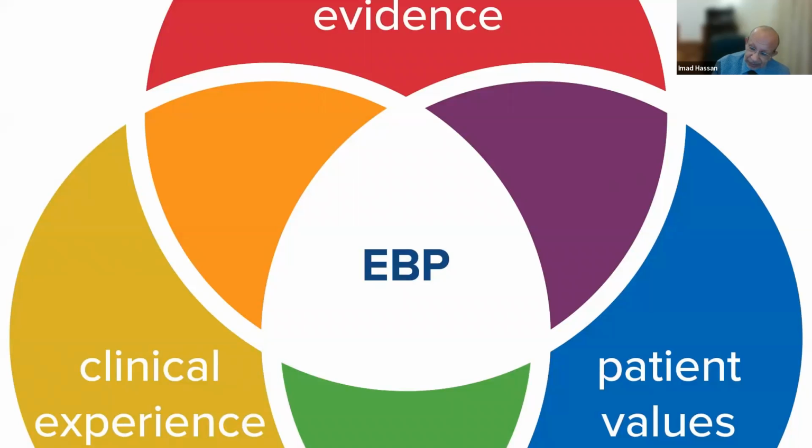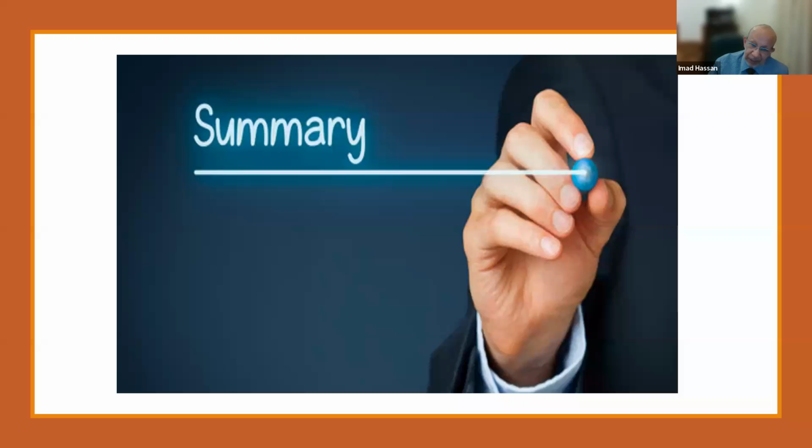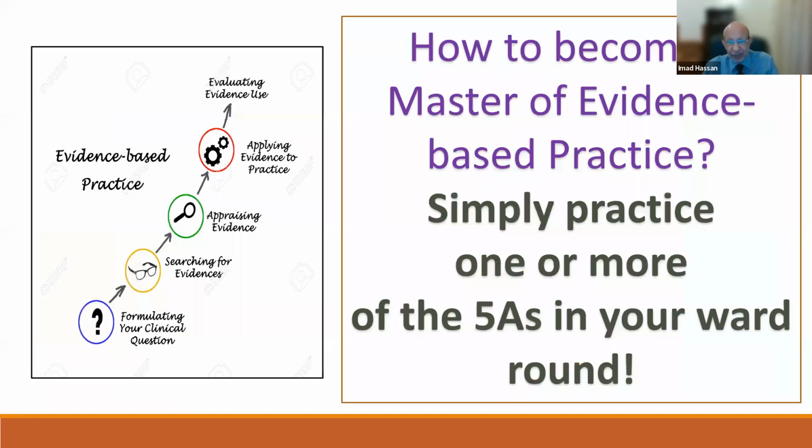And you can test your doctors: the BMP or the CRP or the ESR is high, so is it a sensitive test or a specific test? And then you become an EBM practitioner. So in summary, you can become a master of evidence-based practice simply by doing one or more of the 5 A's in your ward round. Asking or acquiring questions relevant to the evidence-based practice.